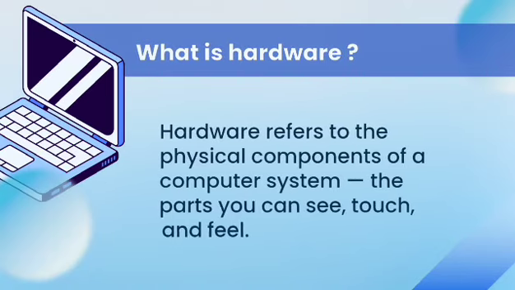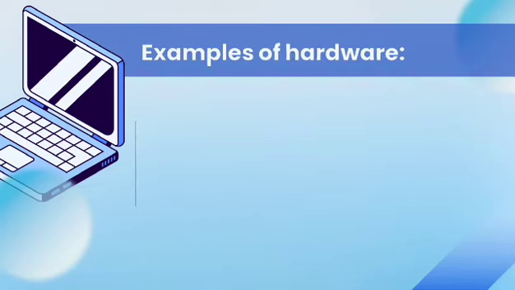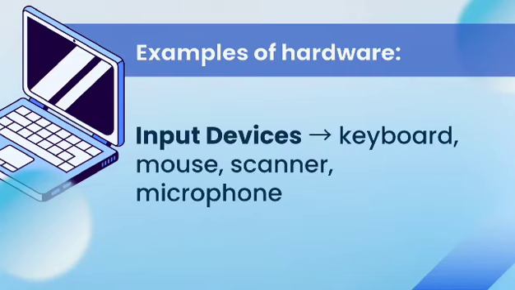What is hardware? Hardware refers to the physical parts of a computer, the things we can actually see and touch. Examples include a monitor, keyboard, mouse, CPU, and printer.